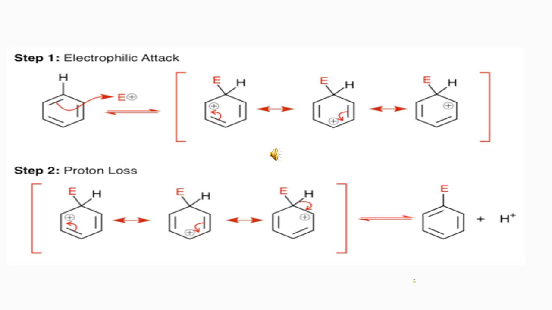In the second step, as you can see, there is hydrogen in the last canonical form of the arenium ion. The bond between hydrogen and carbon is donated to the ipso carbon and ortho carbon, and then a double bond is generated over there. In turn the aromaticity is regained and hydrogen is moved away as an H positive ion, and the electrophile is attached to the ring. This is all about electrophilic aromatic substitution.